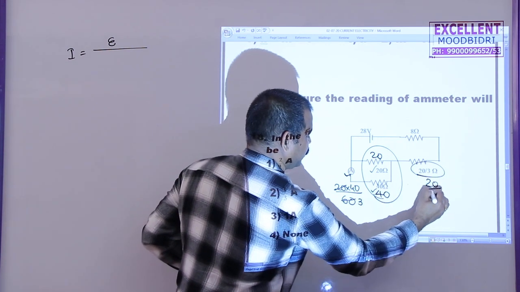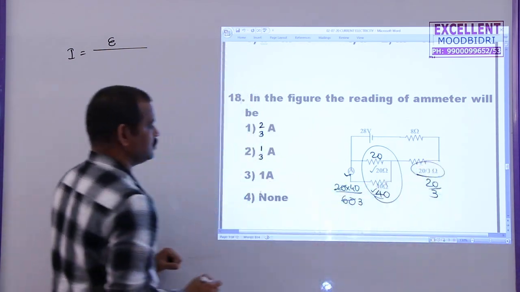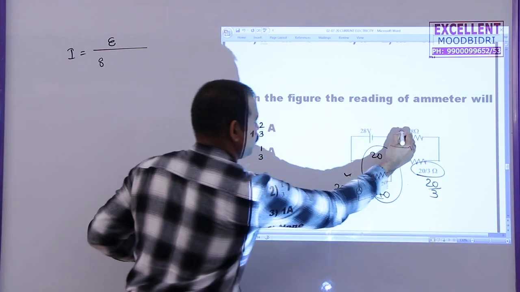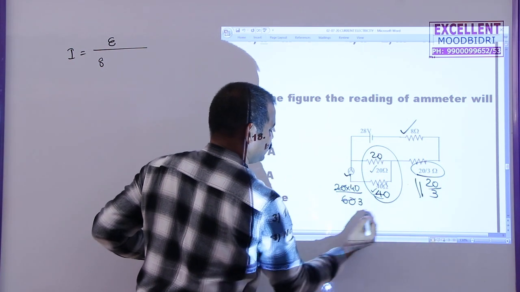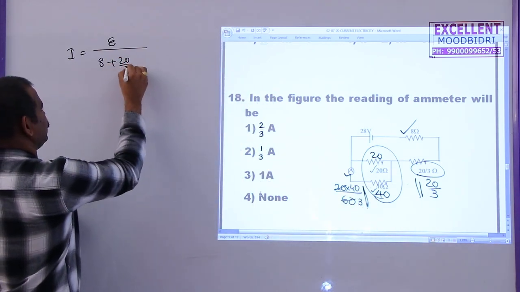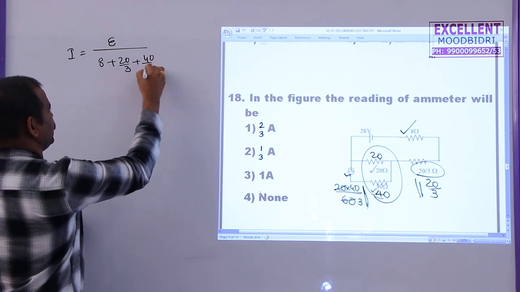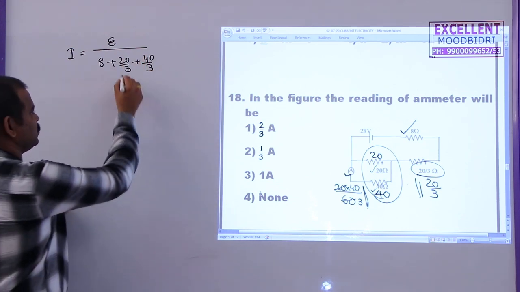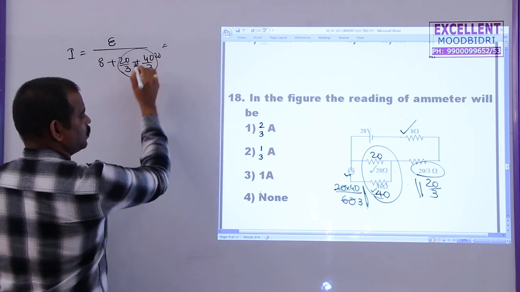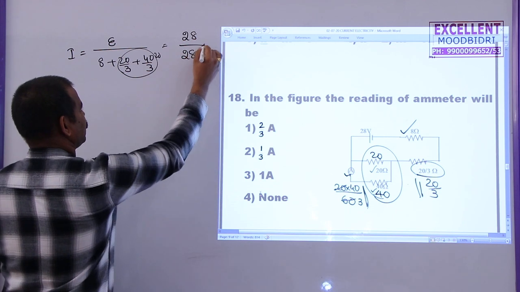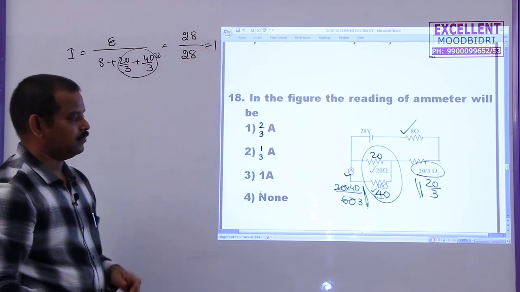So what is the net resistance here? Here we have 8 ohms. Here this is 20 by 3, this is 40 by 3. So I will write 20 by 3 plus 40 by 3. So this is 20 plus 40, 60 by 3, and 60 by 3 means 20. So the net resistance is 20 plus 8, 28, and the EMF is 28. So the main current is 1 ampere.